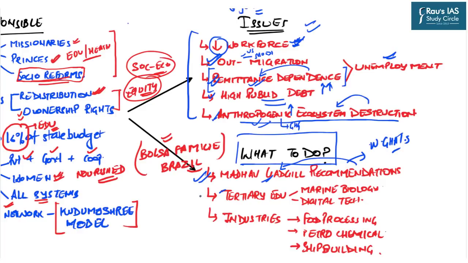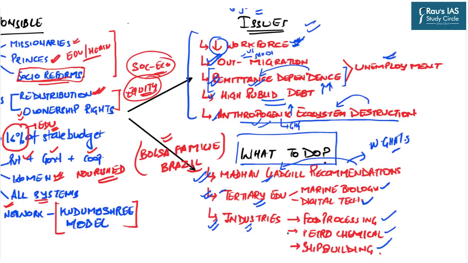The second is, experts say that Kerala must give adequate attention to its tertiary education infrastructure, more specifically on subjects like marine biology and digital technology. That is because Kerala already enjoys the required expertise in these sectors, and we must tap the potential of the existing expertise. The third is that Kerala must also give adequate attention to boost its industrial setup, for example the food processing industries, petrochemical industries, and the shipbuilding industries. This will increase the manufacturing base in Kerala as well as provide the required employment to the youth of that state.